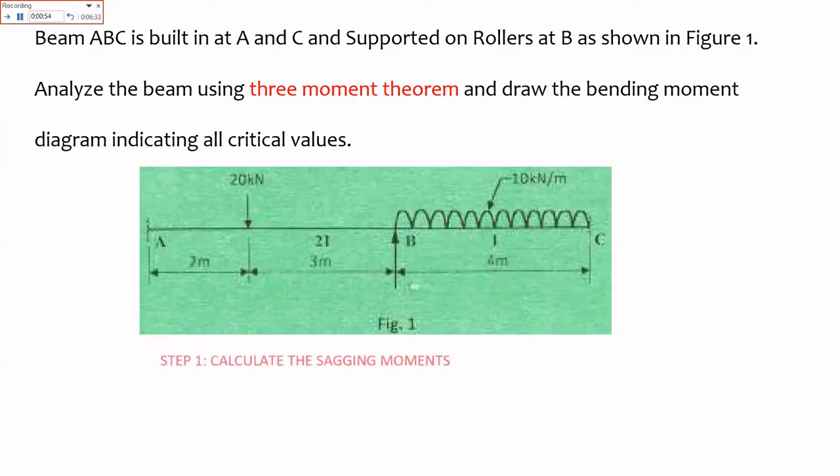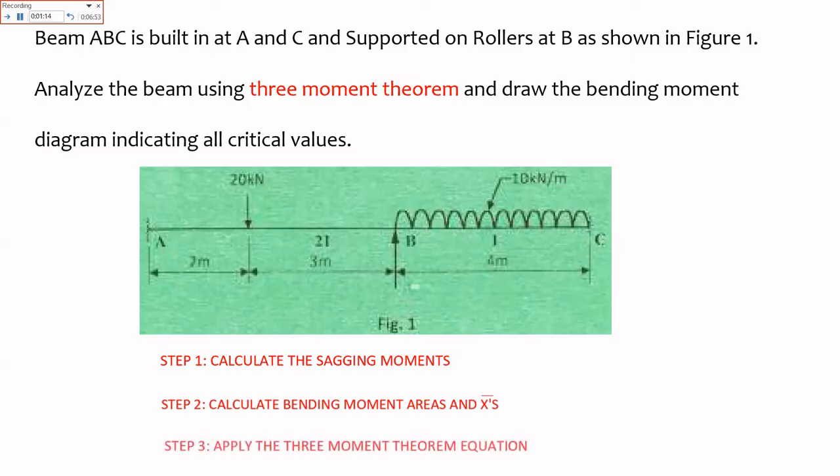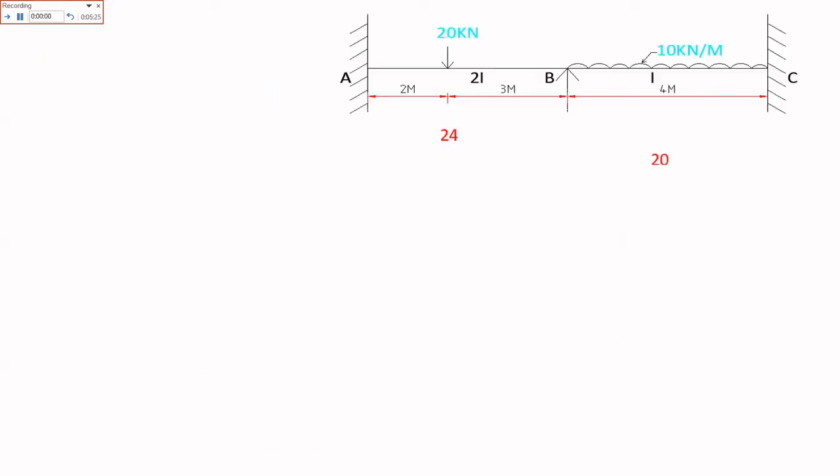So I have redrawn the question, but before that, we're going to look at 3 steps in solving this question. Step number 1 is calculate the sagging moment. Step number 2 is calculate the bending moment areas and X bars. Then step 3 is apply the 3-moment theorem equation in getting the support moment.